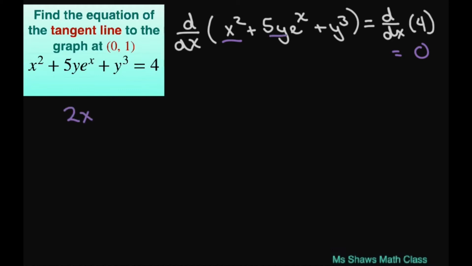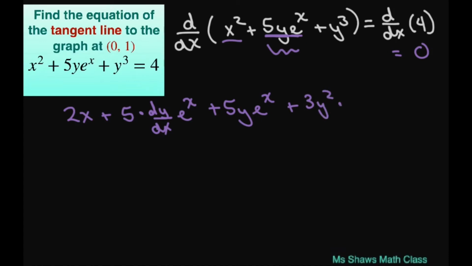We have to use the product rule for this. So we're just going to differentiate the 5y, and that's just going to be 5 times the derivative of y with respect to x. And then you also have to multiply this by e to the power of x. So again, we're using the product rule on this. And then you add plus 5y, and the derivative of e to the x power is e to the power of x. And then for this y cubed, that's just going to be 3y squared, also times the derivative of y with respect to x. And again, this equals 0.